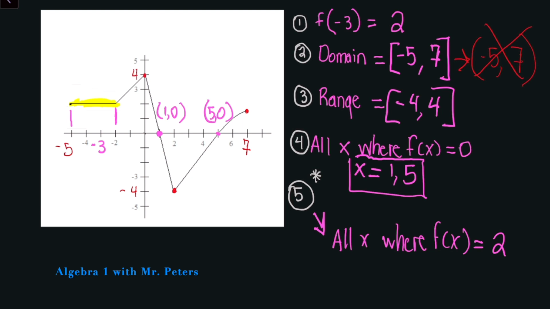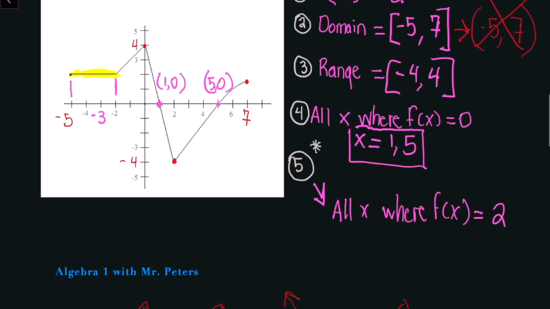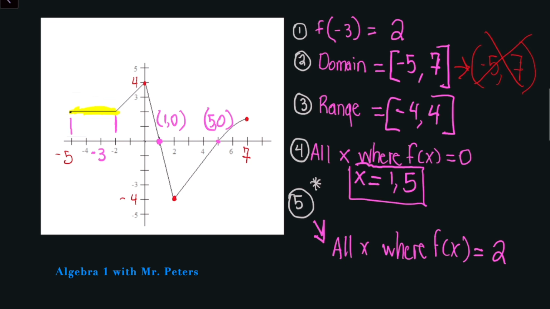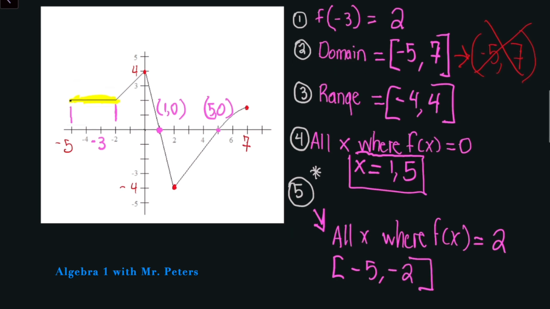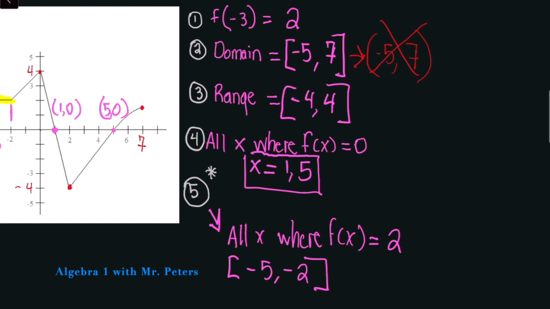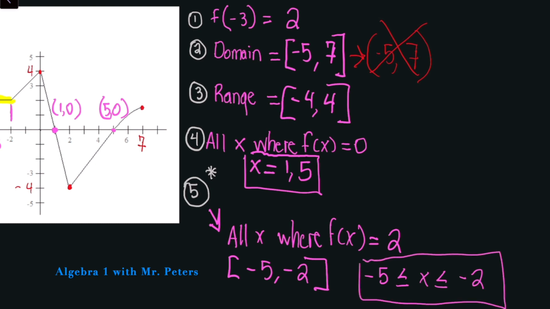So how do we express that as an answer? So we're going to put -5, -2. And this will be our answer. If we expressed it, let's say, as an inequality, we could write it like this. And this will also be our answer.